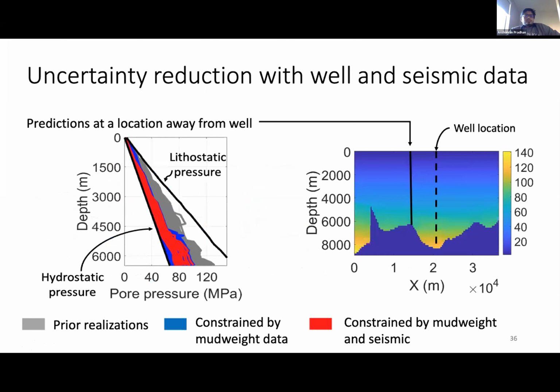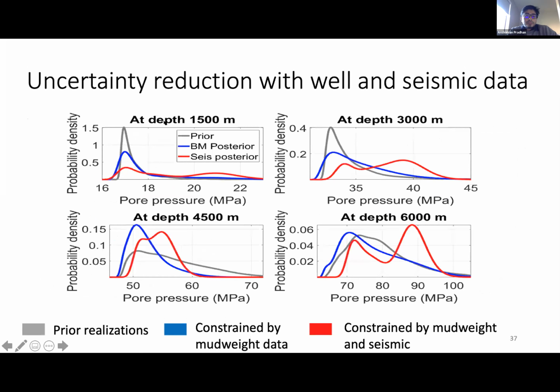So now what I will show is uncertainty reduction with well and seismic data for the pore pressures. We are looking at a location which is away from the well location. Here in gray, I'm showing the prior realizations. In blue, I'm showing the realizations which are constrained by the mud weight, that is only the well data. And in red, those constrained by mud weight and seismic data. I will show this analysis at different depths, and this is what I'm showing over here: at depths of 1500 meters, 3000 meters, 4500 and 6000 meters.